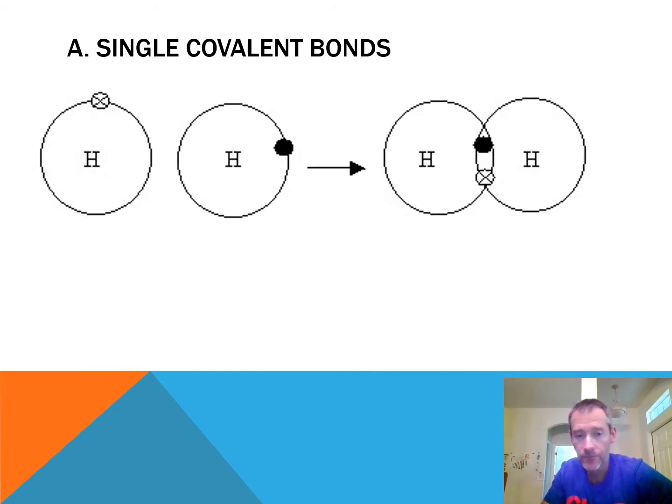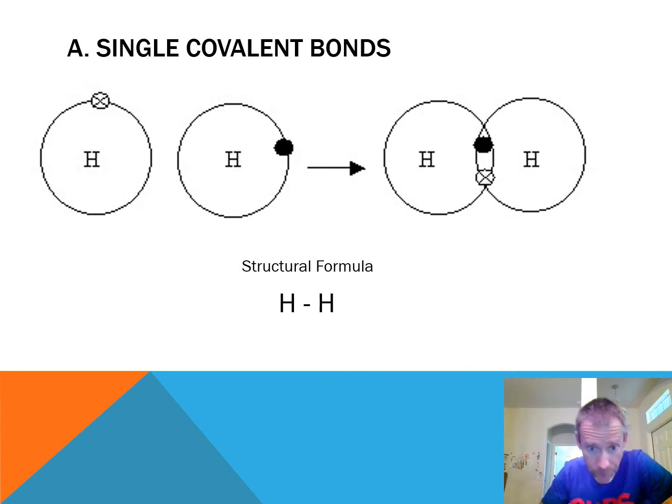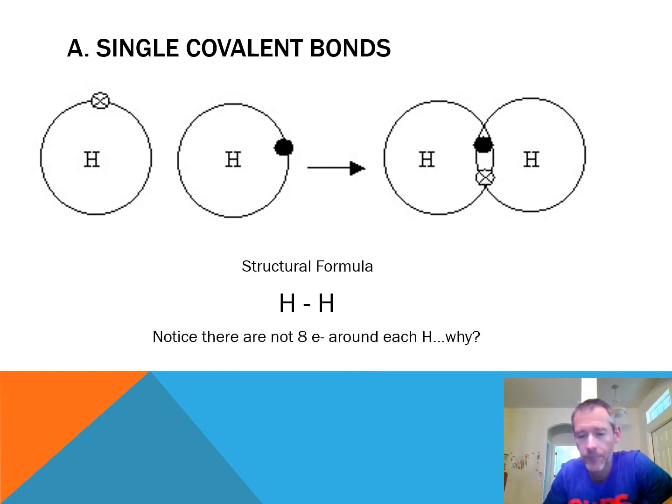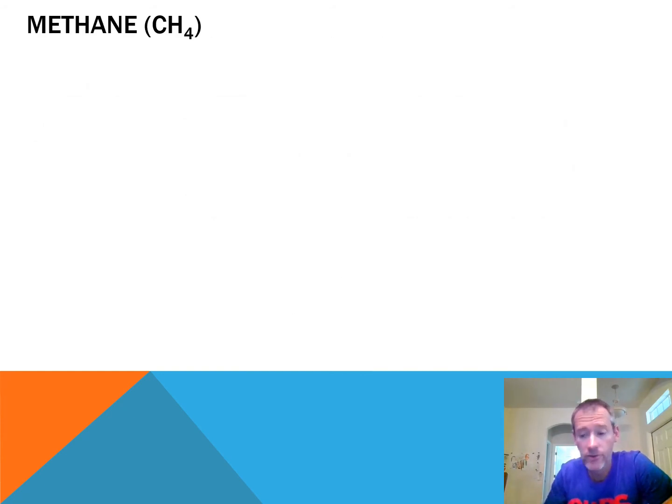So here with hydrogen, hydrogen breaks the octet rule because it can only hold 2 electrons. So it's going to make one bond with no lone pairs. You can see it's just one bond between the H's. There are no lone pairs around hydrogen. Okay. So again, why isn't there 8? Because hydrogen can only hold 2 electrons.